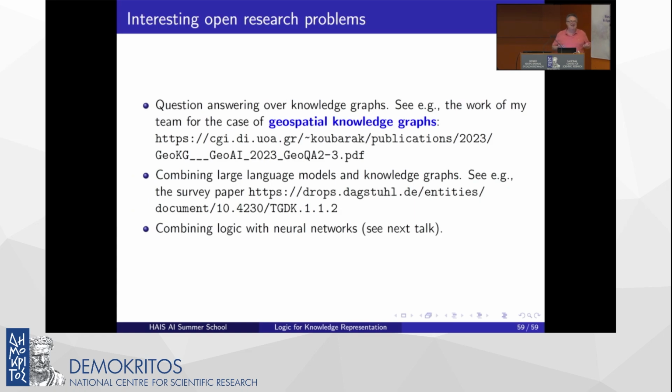So then we come to the open research problems. There has been a lot of work on question answering over knowledge graphs. The domain is still open, especially now that we have LLMs. And essentially, the combination of LLMs and knowledge graphs is a very interesting question. That could be the subject of another presentation. I'm giving you a link here.